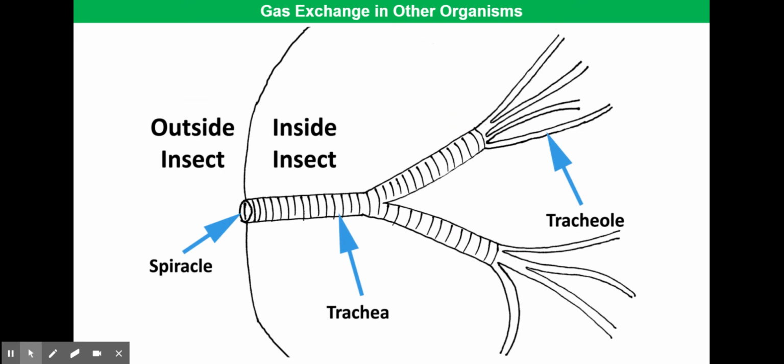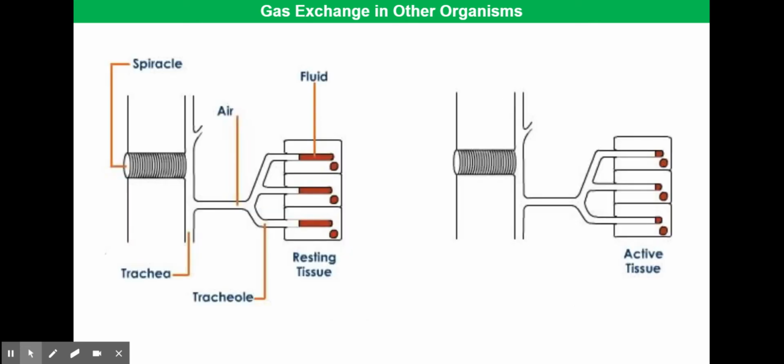The trachea divides into smaller tubes called tracheoles, and the ends of the tracheoles are open and fill with a fluid called tracheal fluid. Gas exchange occurs between the air in the tracheoles and the tracheal fluid. Some exchange can also occur across the thin walls of the tracheoles. Many insects are really, really active, and as a result need a really good supply of oxygen.